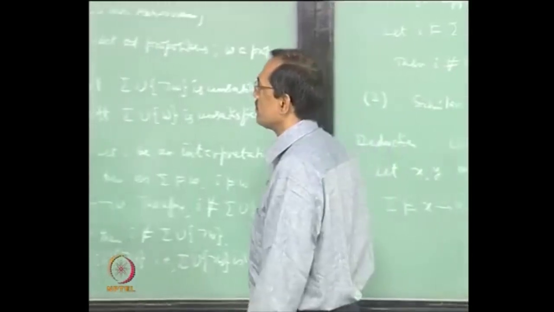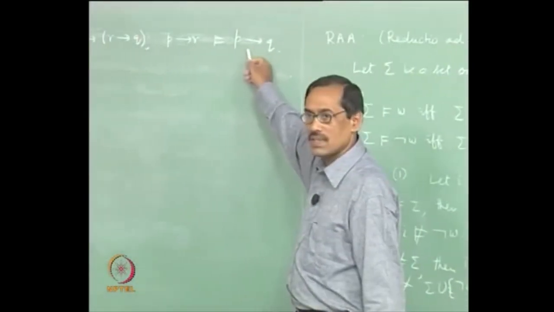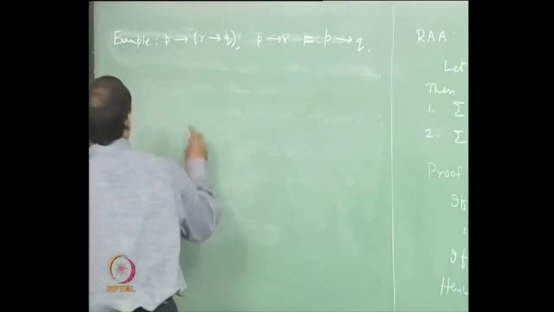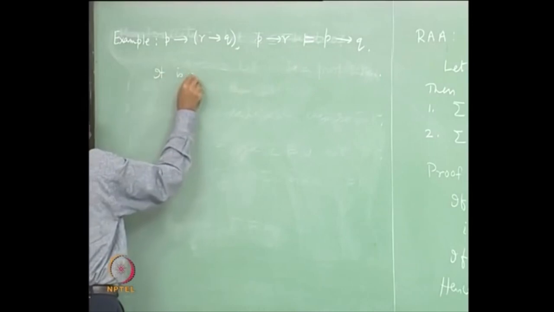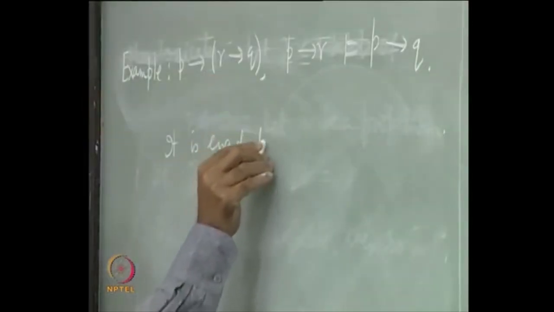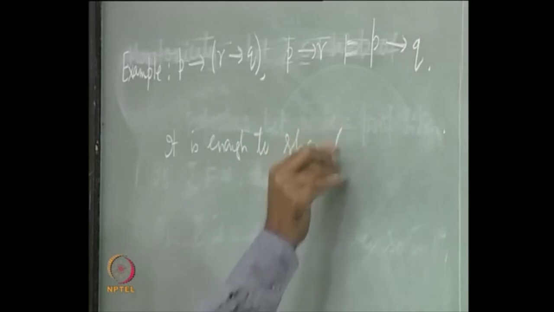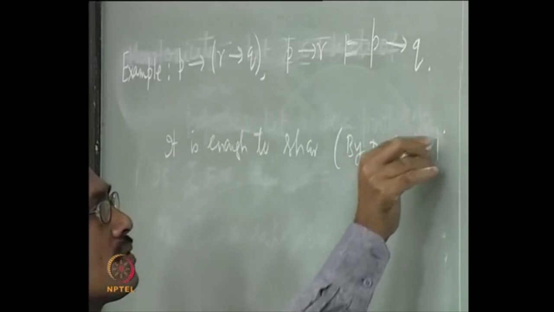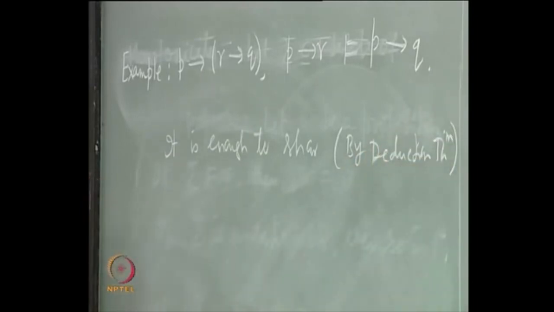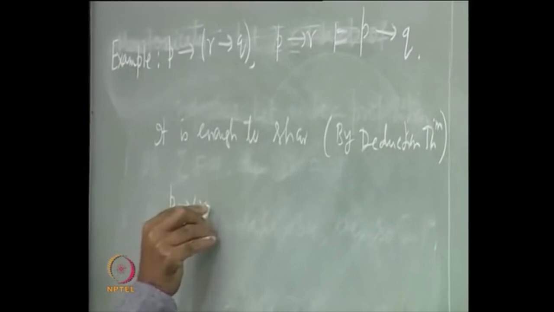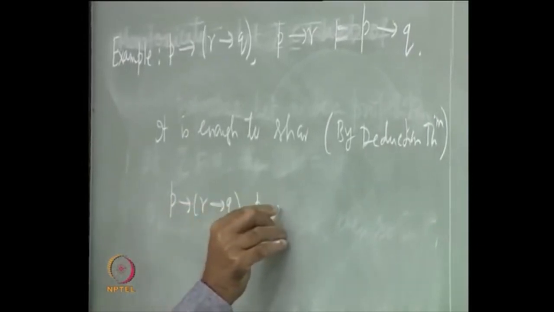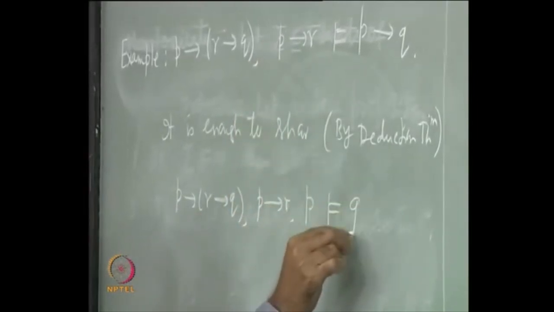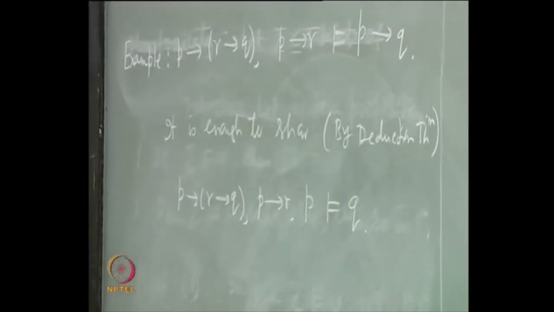By deduction theorem, since this is one in the form of x implies y, we can use deduction theorem. So it is enough to show that P implies R implies Q, P implies R, bring P to this side, entails Q. Is it okay?